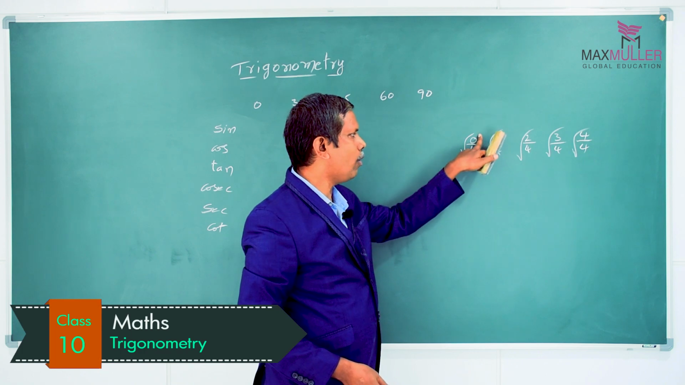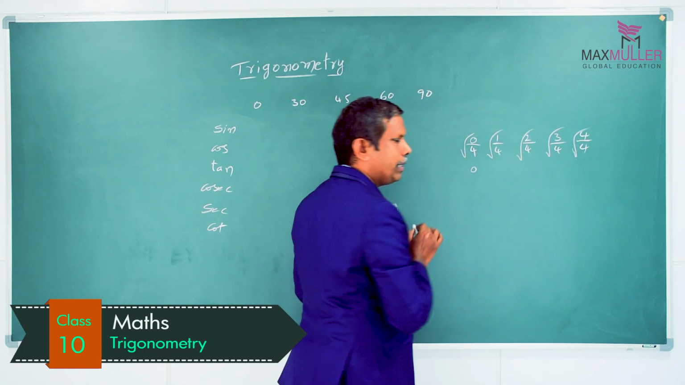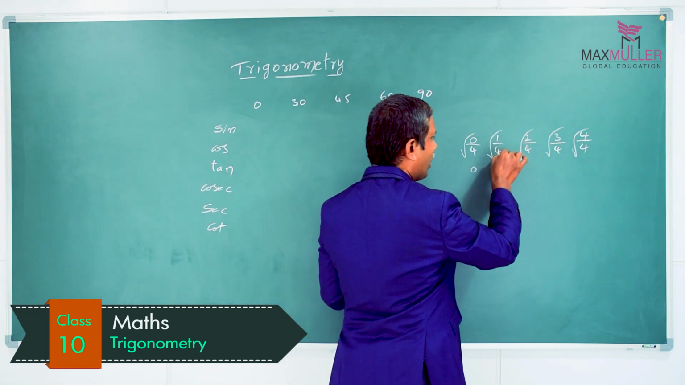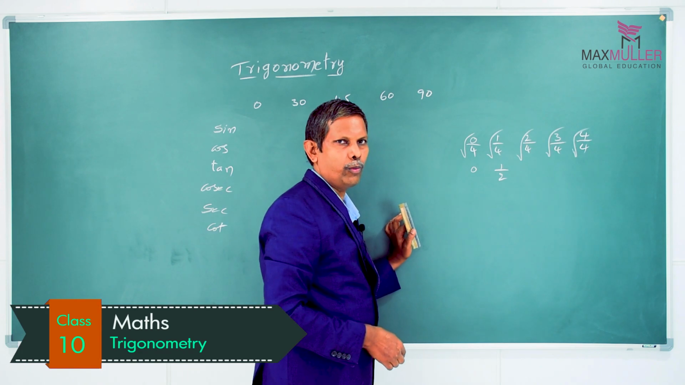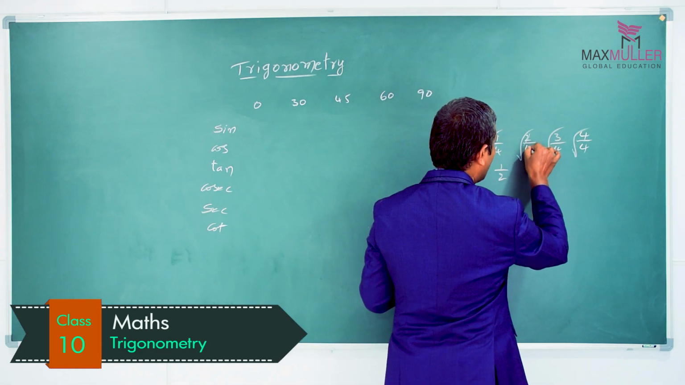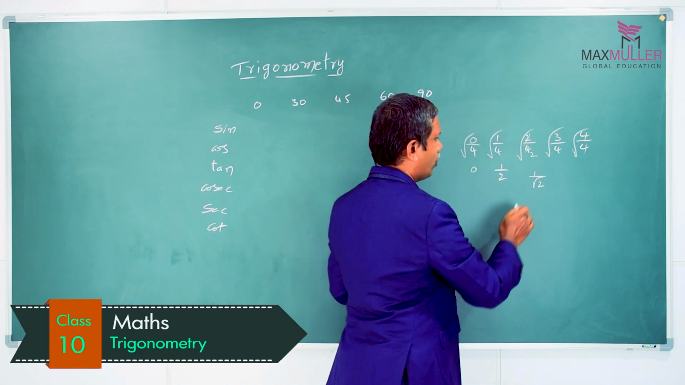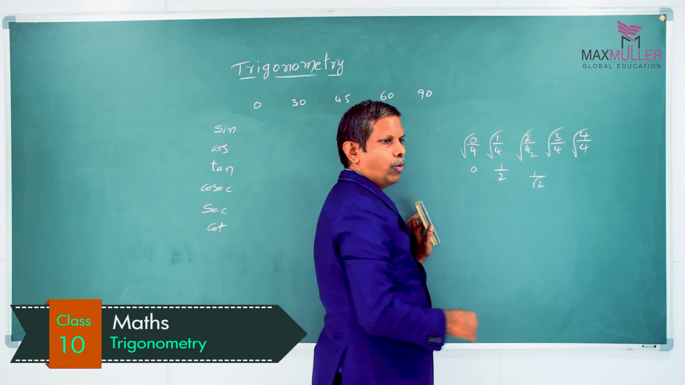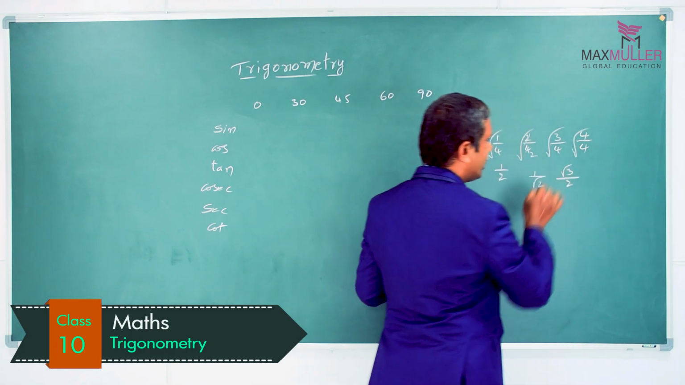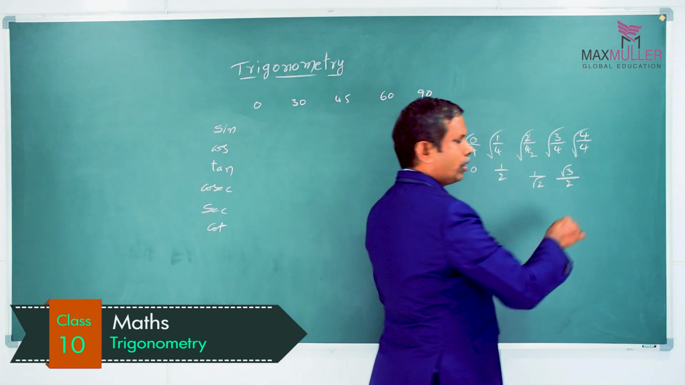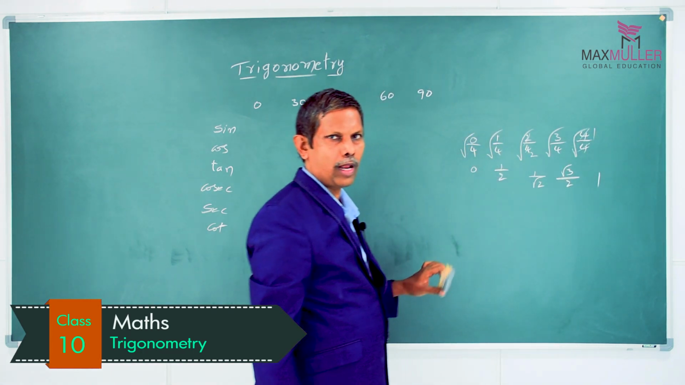Now what is the value of the first one? 0 by anything will be 0 only. Then 1 by 4, root 1 by root 4, is equal to 1 by 2. Then 2 by 4 is 1 by 2, so root gives 1 by root 2. And here root 3 by root 4, and root 4 is nothing but 2. These will cancel, and finally you will get 1.